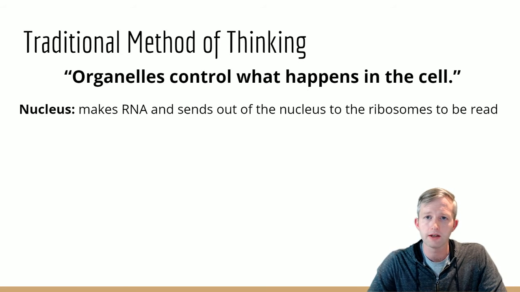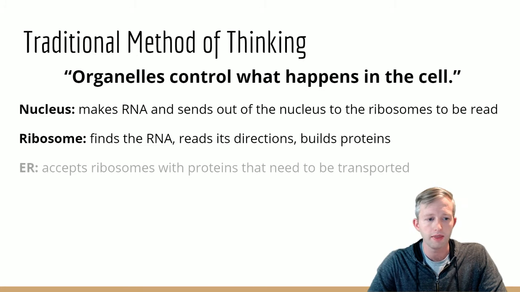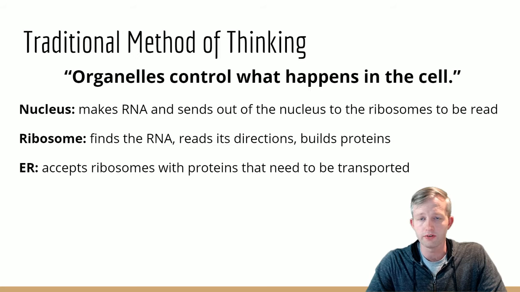That RNA finds the ribosome, and the ribosome then reads that RNA. The ribosome follows those directions in order to build a protein, so it uses the information from the RNA to pull together various amino acids in order to construct a protein. And then the ER might accept that ribosome with the protein that needs to be transported somewhere, right? That network of tubules that goes throughout the cell is ready and waiting for proteins that need to be shuttled off to some other part of the cell.